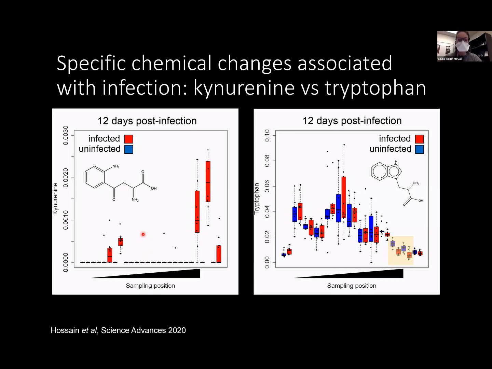Here's another example. This is kynurenine, which is a molecule that's produced under inflammation conditions, but can have anti-inflammatory activities. And so we see the largest increase of kynurenine in the proximal and central segments of the colon. And what's nice with this data is that kynurenine is produced from a tryptophan precursor, and we see a small decrease in tryptophan at those same sites.